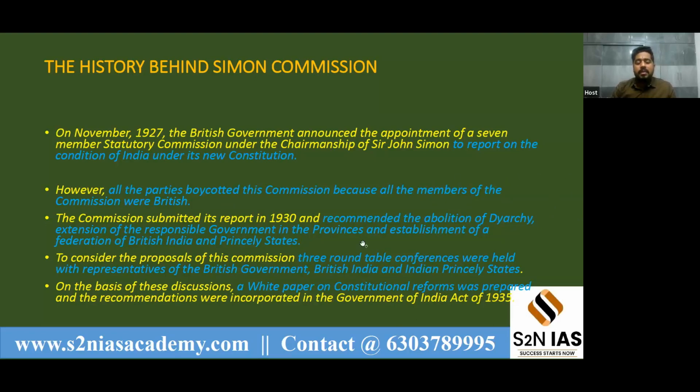The commission submitted its report in 1930 and recommended the abolition of diarchy, reserved subjects, transferred subjects, etc. It was okay in 1919, but today it is 1930. Indians are mature enough, so you can dilute the provision called diarchy. It also recommended extension of responsible government in provinces and establishment of a federation of British India and princely states. So they were proposing an interesting proposal: the establishment of a federation of British India and princely states.